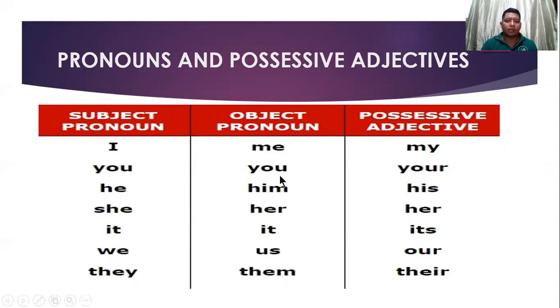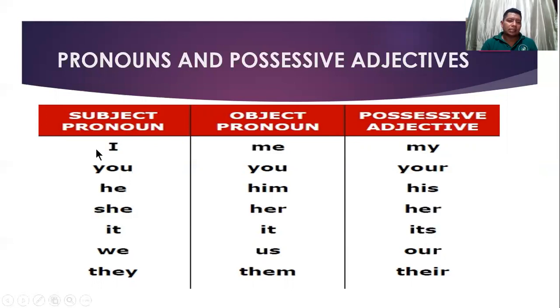Let's continue with the second. They are object pronouns. Repeat with me. Me, you, him, her, it, them. And the possessive adjectives. My, your, his, her, its, our, their.